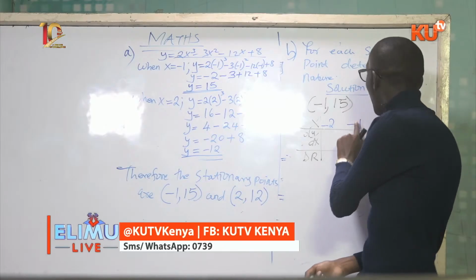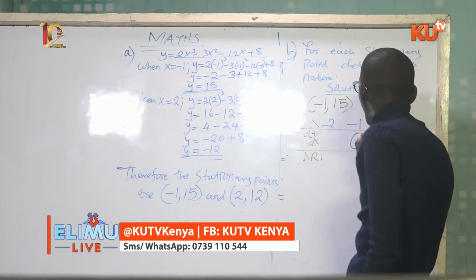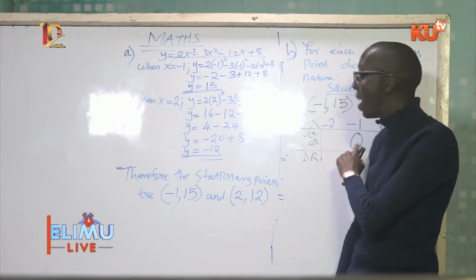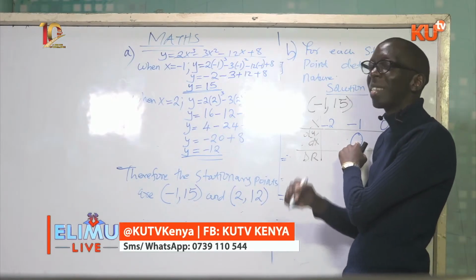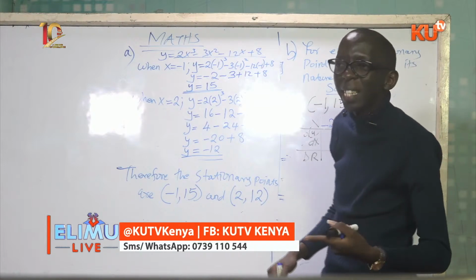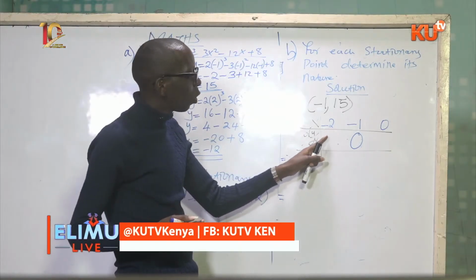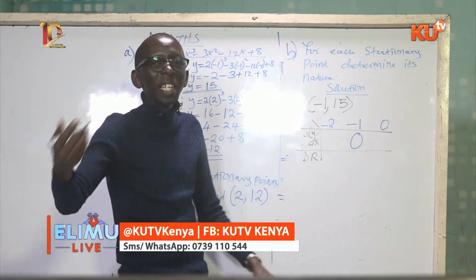Then when x is negative 1, dy over dx is always 0. So the dy over dx of negative 1, or the middle one, is always 0. Now we are going to get the dy over dx of these others. That is negative 2 and 0. How do we get them?